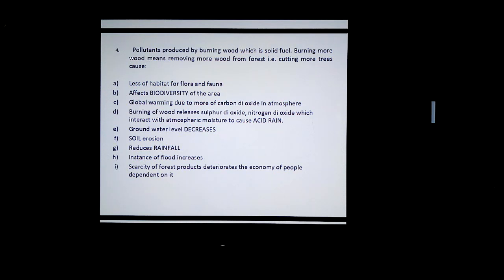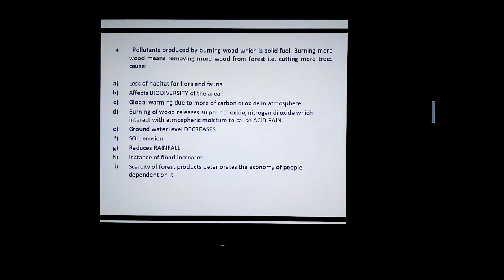Effects on biodiversity of the area, global warming due to carbon dioxide in atmosphere. Burning of wood releases sulfur dioxide and nitrogen dioxide, which interact with atmospheric moisture and cause acid rain. Groundwater level decreases. Groundwater level decreased due to various other reasons also. By borewell and all, they took away water, and water level decreasing means plants will not grow further.